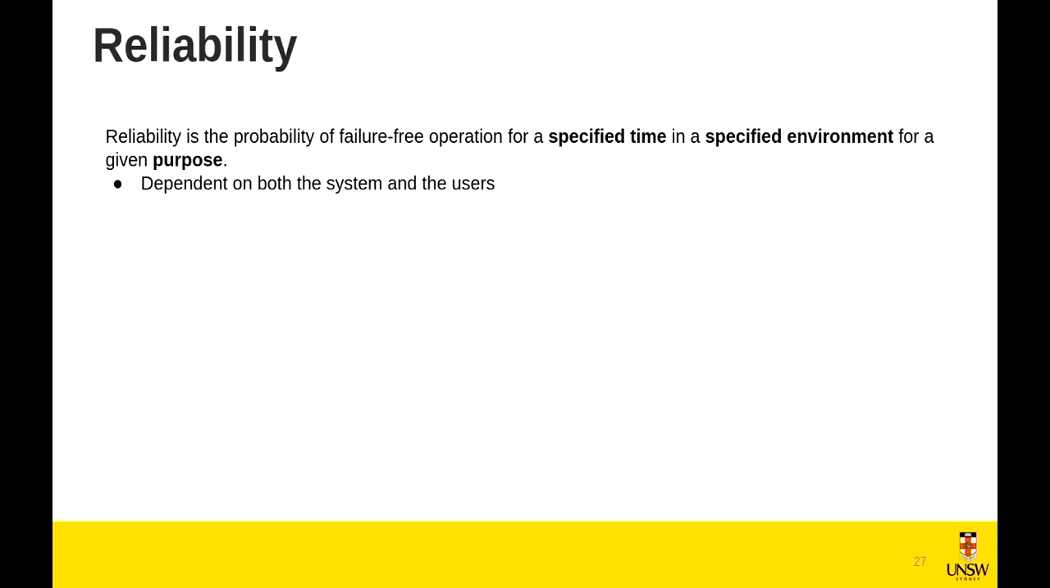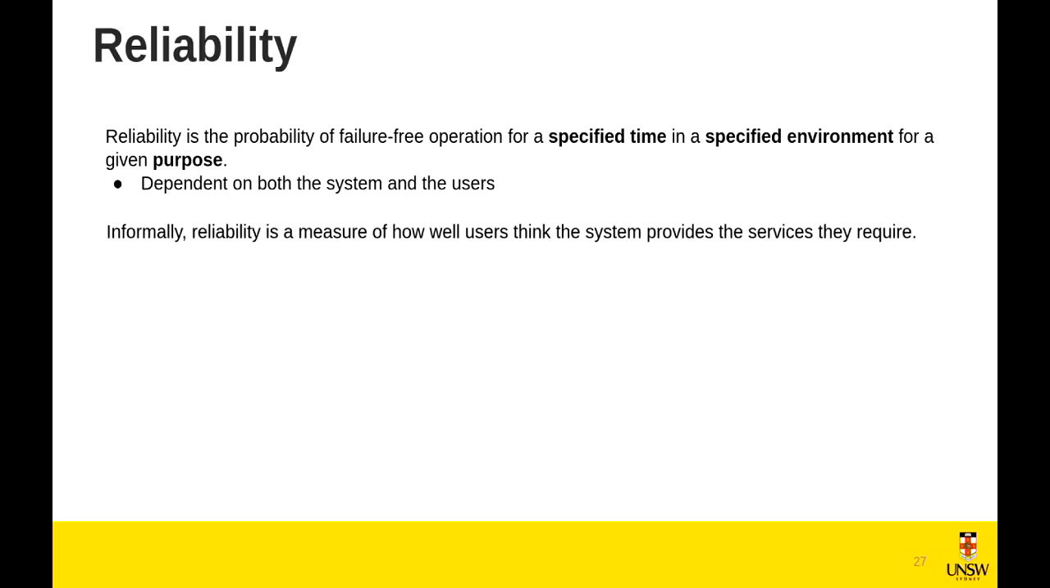And we can see that the definition is: reliability is the probability of failure-free operation for a specified period of time in a specified environment for some given or specified purposes. So according to this definition, we can also see that the definition of reliability depends both on the program or the target system and the user of the system, because it also depends on how the user uses this system.